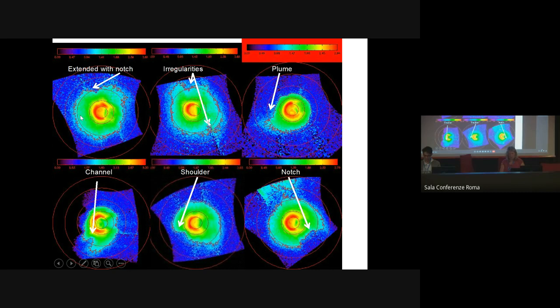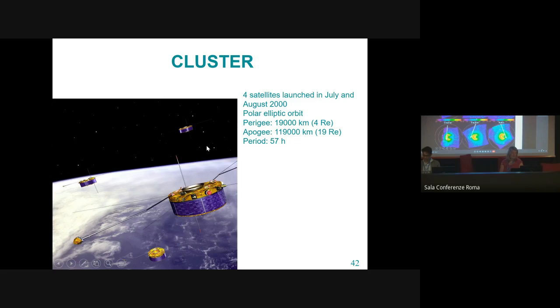Now, many irregularities in the plasmasphere. When the activity is high, you have a sharper plasmapause closer to the Earth, and this plume appearing in the afternoon sector. You have also channels sometimes between the plumes. You have shoulders, notches. There's a lot of dynamics for the plasmapause.